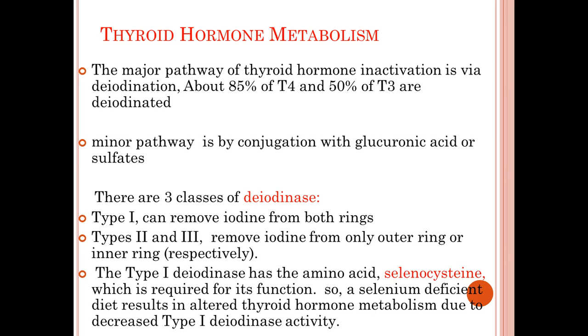So we have two minerals that are important for proper thyroid hormone function. The first one is iodine, which is part of the structure, and the second one is selenium, which we need for type 1 deiodinase, which is important for the metabolism of the thyroid hormone. Whenever we have a diet that is low in iodine or in selenium, we have abnormality in the thyroid function.